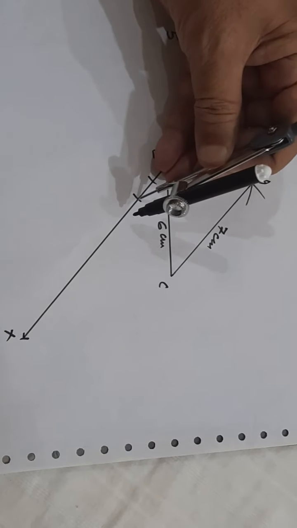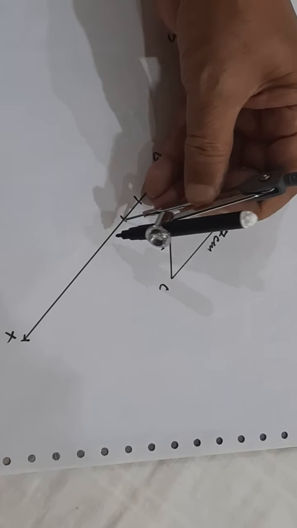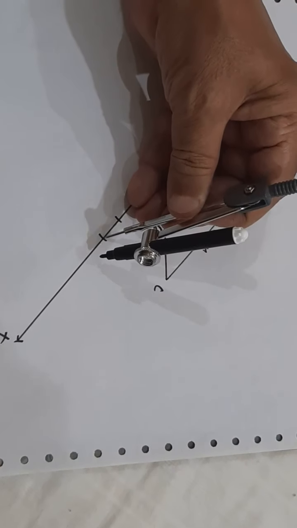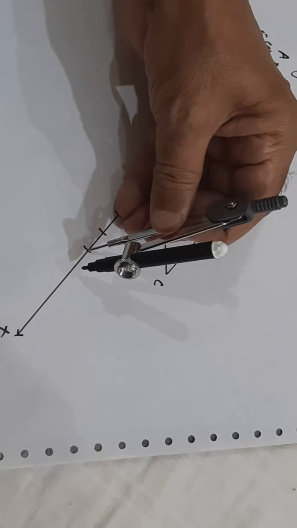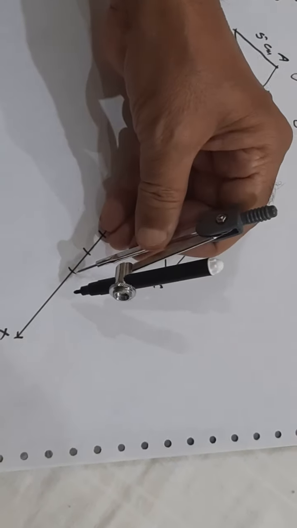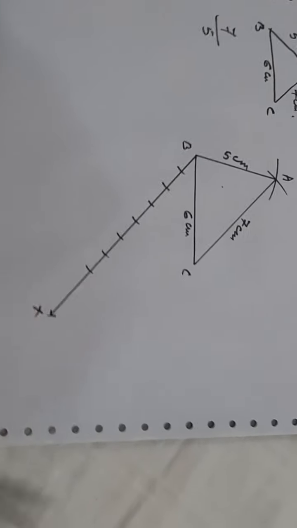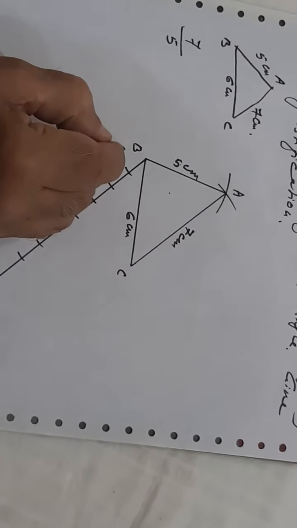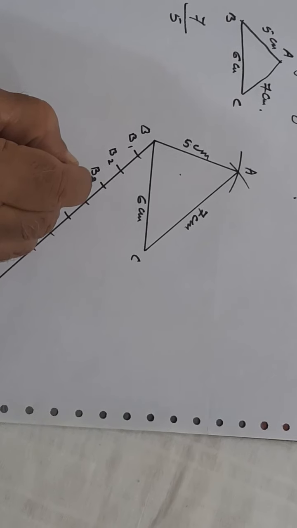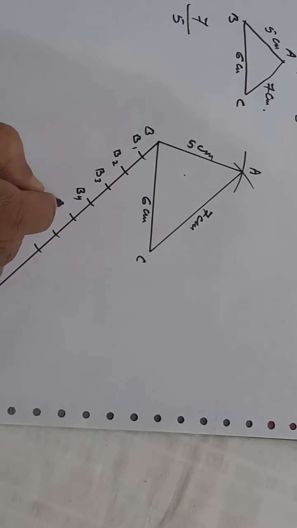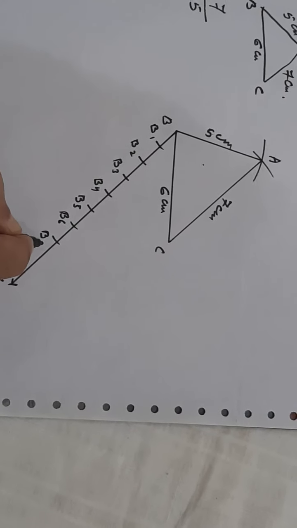2, 3, 4, 5, 6, 7. Write them as B1, B2, B3, B4, B5, B6 and B7.